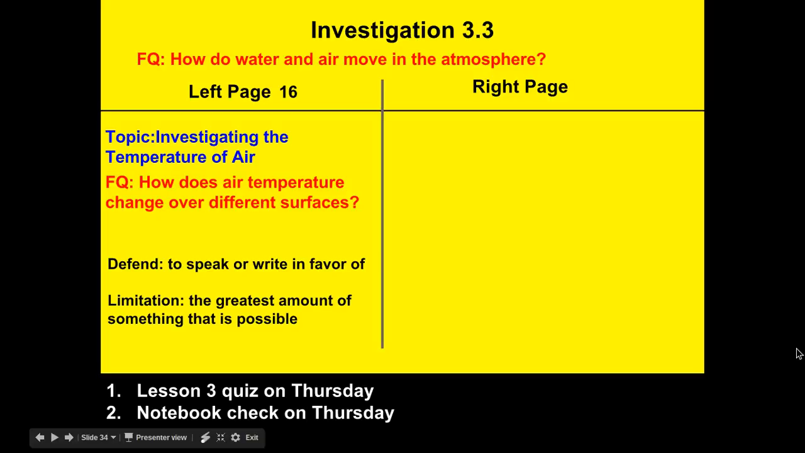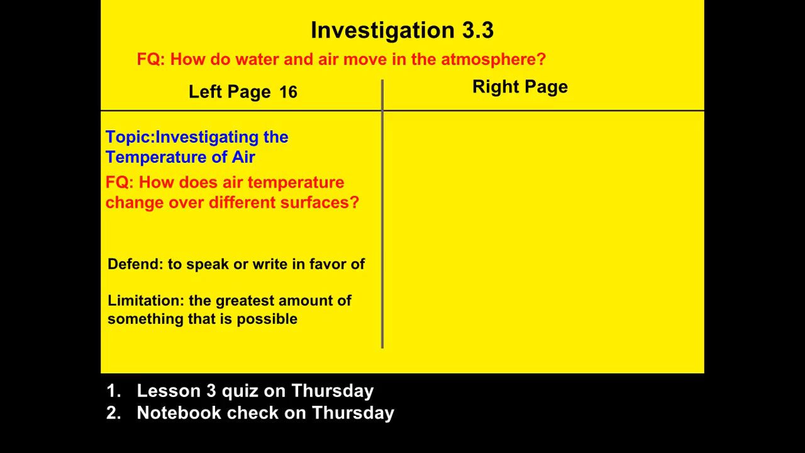Hello, Cardinals. We're going to talk about investigation 3.3 today, our investigation involving the temperature of air. Our focus question today is how does temperature change over different surfaces, which is why we're going to be using two different convection tubes, some ice and some water.